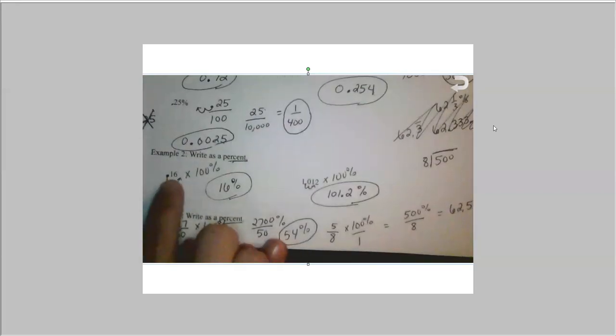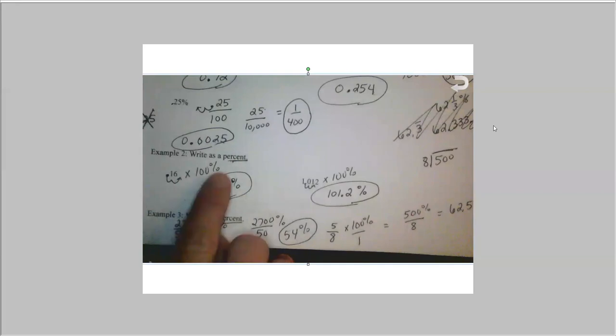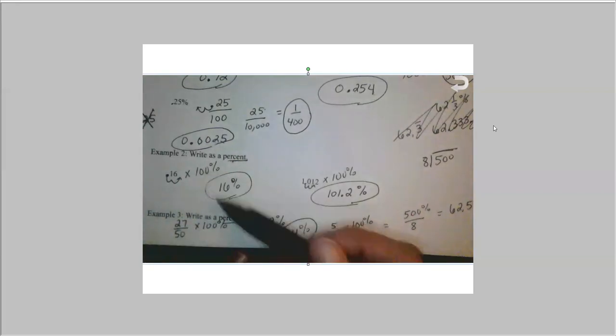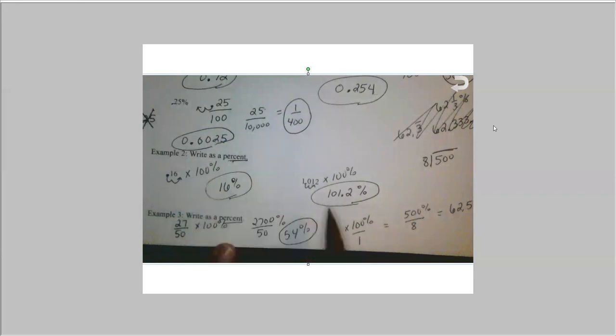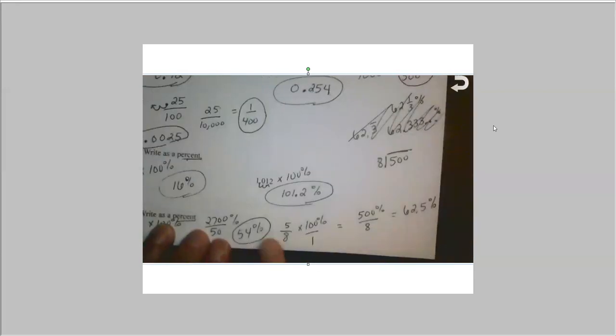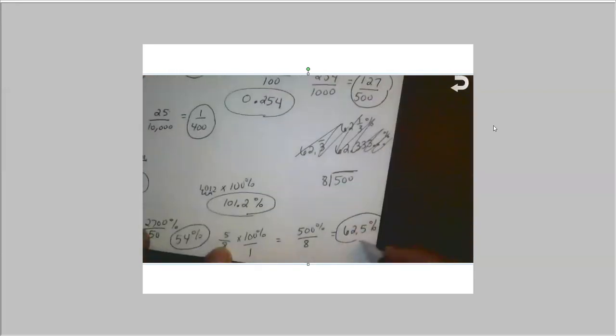When you have a decimal or a fraction and you want a percent, you multiply by 100. Shift your decimal 2 spaces to the right. Multiply the top by 100, divide it by the bottom. That's going to give you your percentage. Don't forget to label with a percent when it asks for a percent.